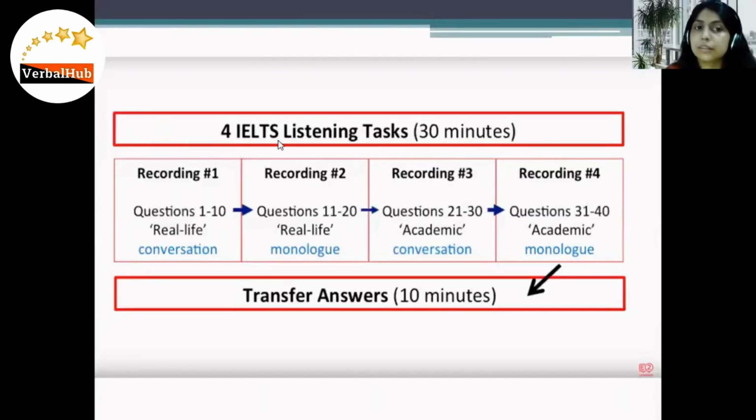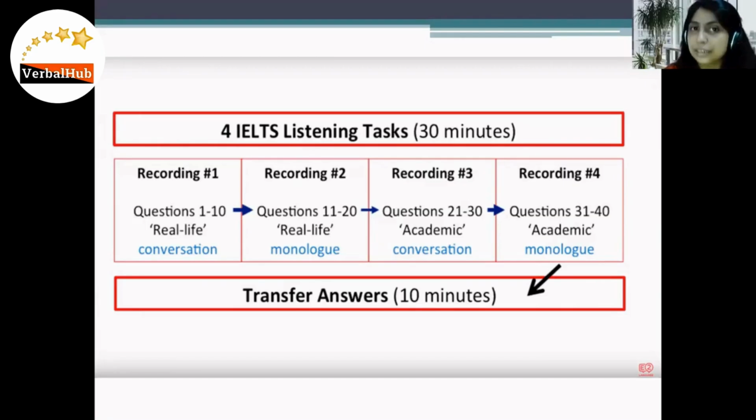Yes, in the listening task, 30 minutes will be allowed. Recordings 1 to 4 have different questions. Questions 1 to 10 are based on real life conversation, 11 to 20 real life monologue, 21 to 30 academic conversation, and 31 to 40 academic monologue.